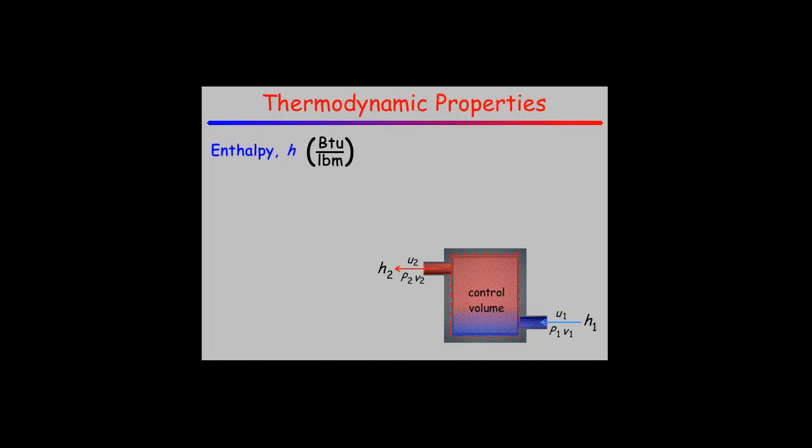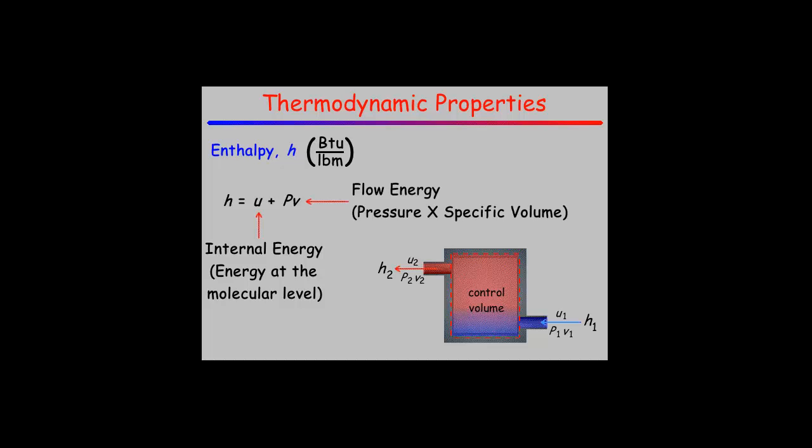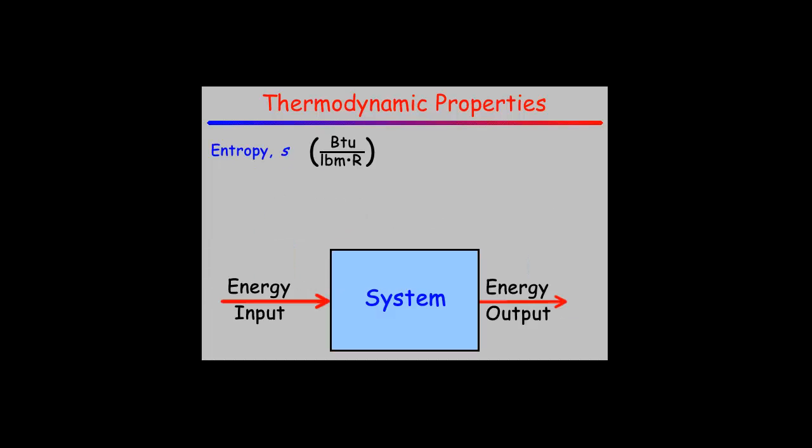Enthalpy is a property that represents the amount of useful energy that is stored in the working substance. Enthalpy has two parts, the internal energy and the flow energy. Entropy is a measure of the irrecoverable work which is lost from the system between the energy input and the energy output.